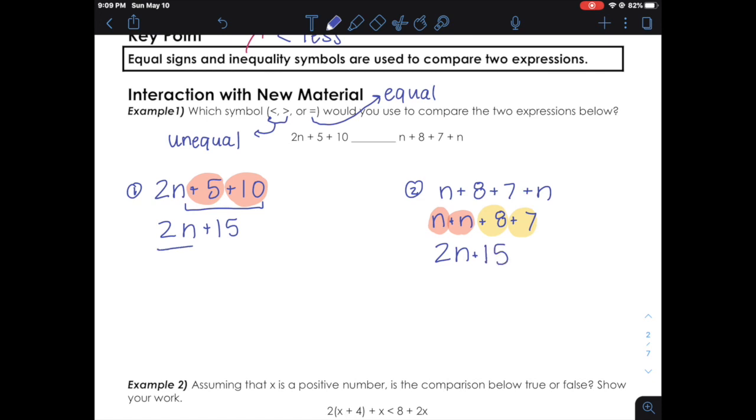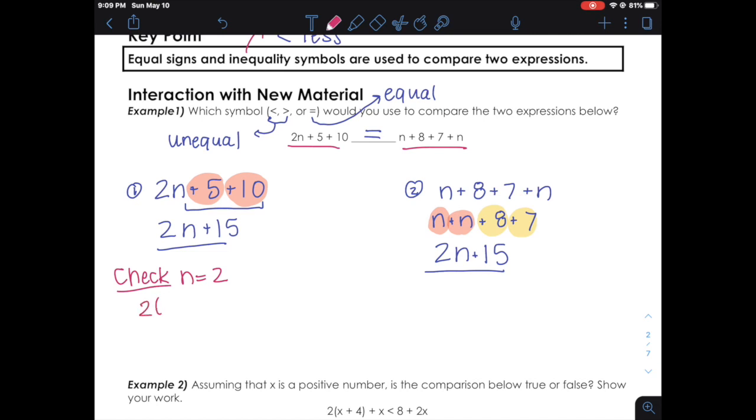And then positive 8 plus positive 7 gives us positive 15. So it looks like we got the same expression, meaning that these expressions should be equivalent. We can check our work by using substitution and plugging in some numbers into these original expressions, this here and this here. So let's do a check.